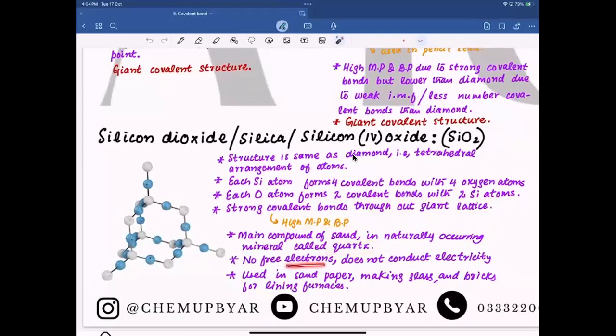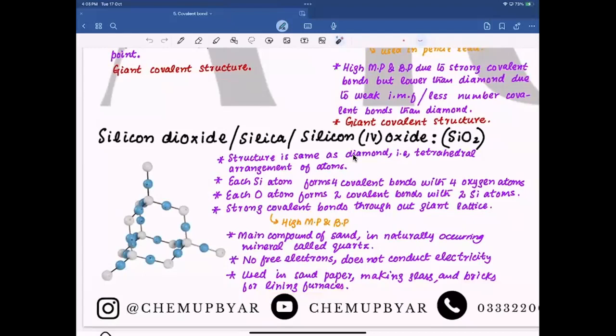There are no free electrons, hence it does not conduct electricity. It is used in sandpaper. It is used to make glass and bricks, which are used for lining the furnaces, because in furnaces we have to maintain a very high temperature. So as its melting point is very high, it is actually stable at very high temperature. So that's why on the inner lining we place the bricks of silicon oxide, so it stays stable. Okay, note these points down, then we will start with the past papers.